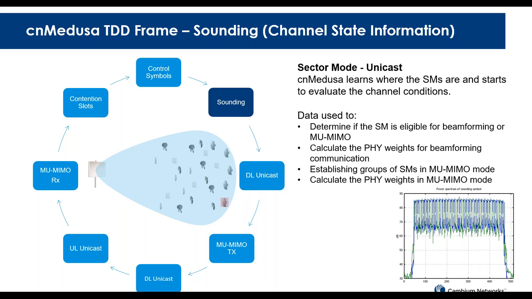Here we see one example of the sounding symbol where the two colors indicate that some subcarriers sound the vertical antenna and some subcarriers sound the horizontal antenna. Of course, we need to sound both at the subscriber to make sure we have the full picture on how the signal is received at the subscriber so that the access point knows how to form these beams.